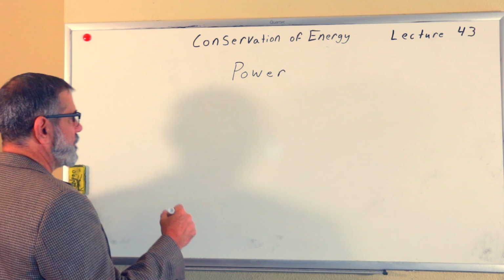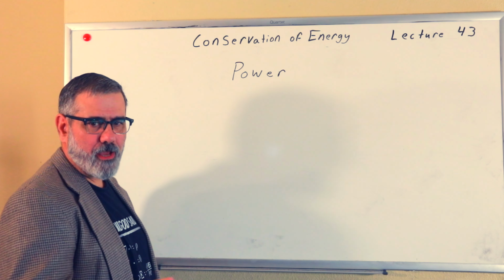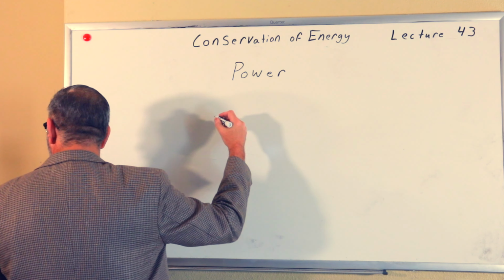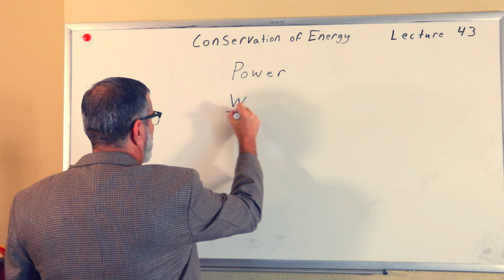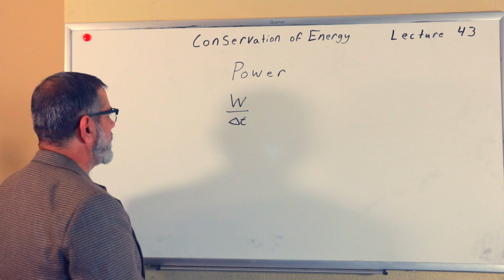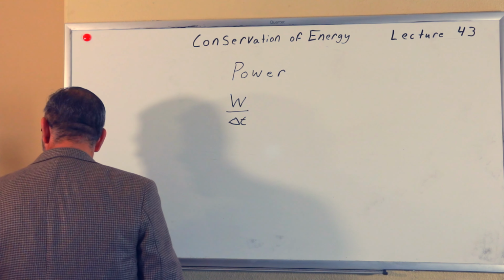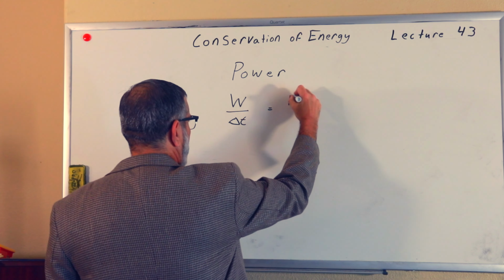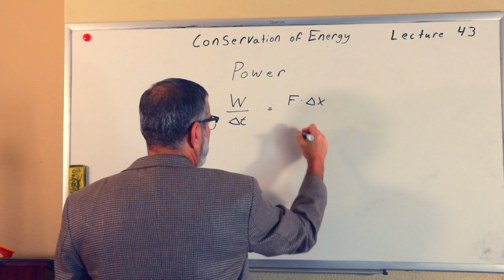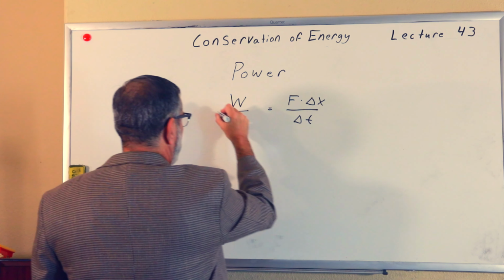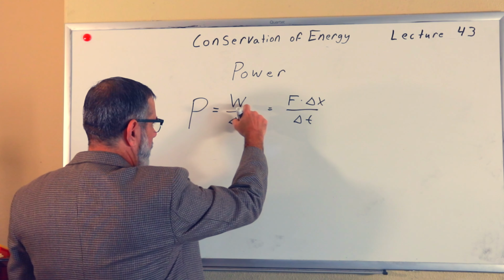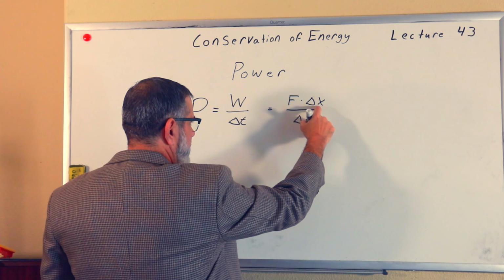So what is power? Power is the work done divided by the time, okay? So it's a rate of work, so we can write it as work divided by time interval, delta t. And remember that work is force times delta x. So I'm going to write this as big P for power, work divided by the time it takes to do the work, where I replace work with force times displacement.